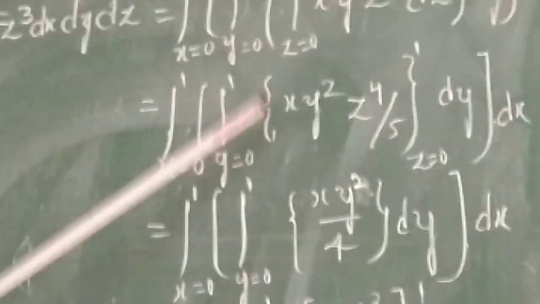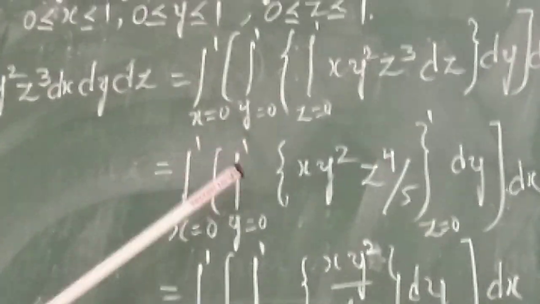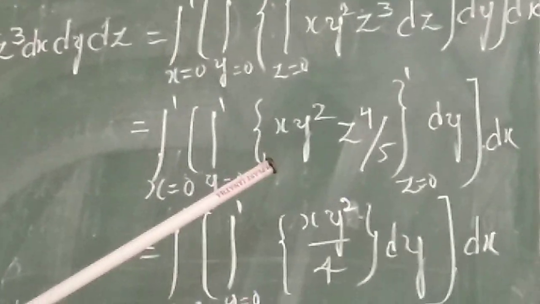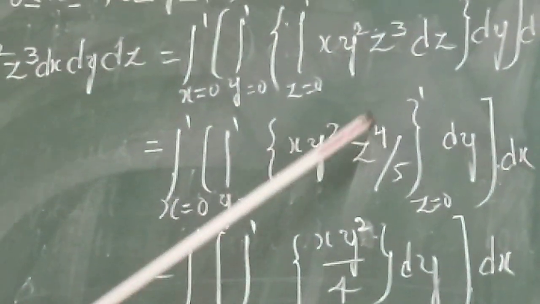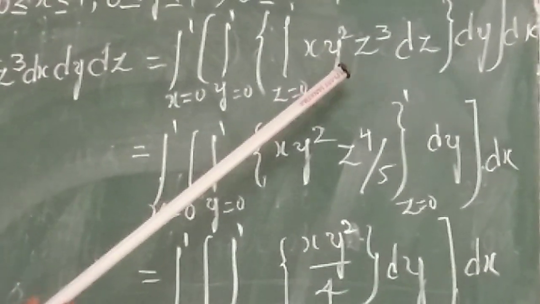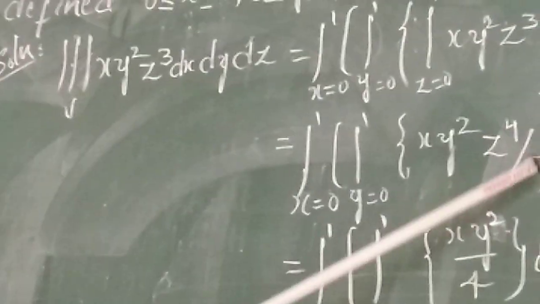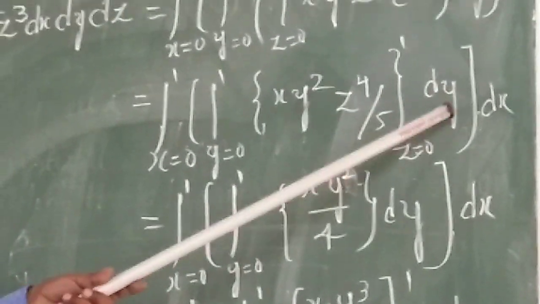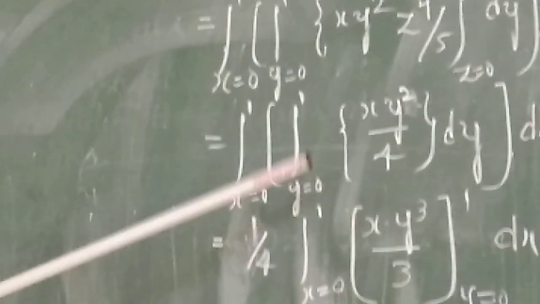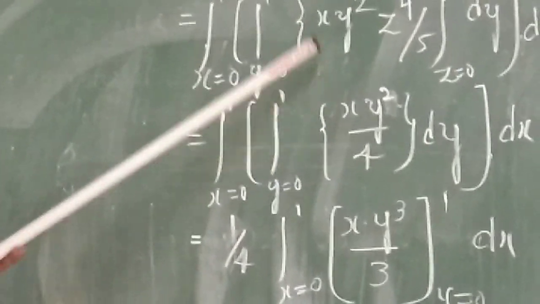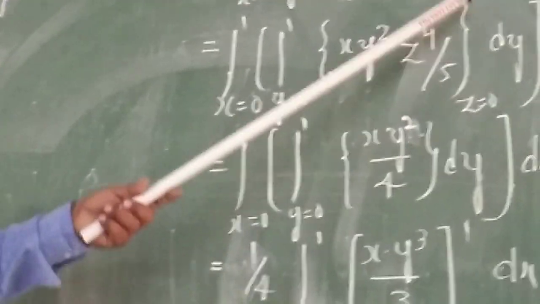And now integration of x from 0 to 1, integral from y is equal to 0 to 1, write it as it is. Here, as we are integrating with respect to z, xy squared is a constant. Integration of z cube is z to the power 4 by 4. And the limits are from z is equal to 0 to 1 into dy into dx, you write it as it is. Now, integral from x is equal to 0 to 1, integral from y is equal to 0 to 1. This, here let us substitute the limits.